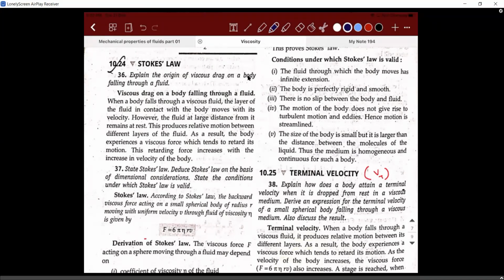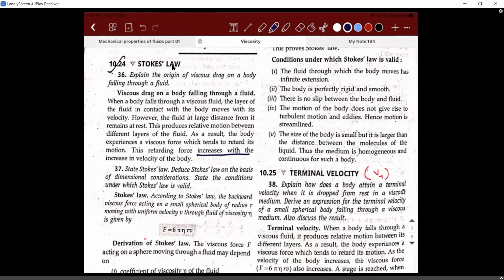This produces relative motion between the different layers in the liquid. As a result, the body experiences a force: when there is a difference in velocity between subsequent layers, the coefficient of viscosity comes into the picture, and obviously it will experience a viscous force. This retarding force increases with increase in velocity. Have this in your mind.